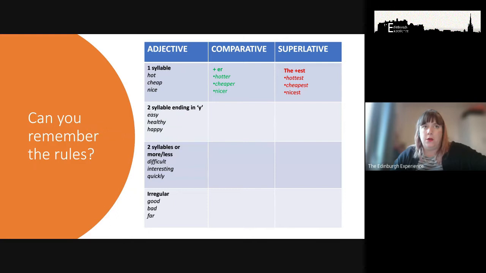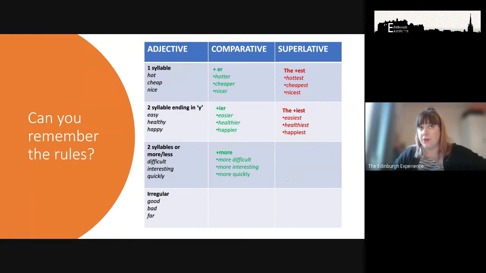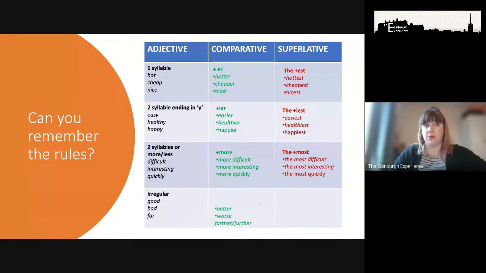When we're ending in Y, remember that we need to add IER. This is one of the areas I most commonly see mistakes. I hear more easy, for example, instead of easier. And IEST for the superlative. When you've got two syllables or more, we use more or less for the comparatives, and we use the most or the least for the superlatives. And remember, those are regulars.